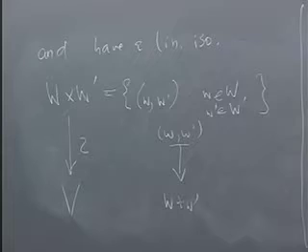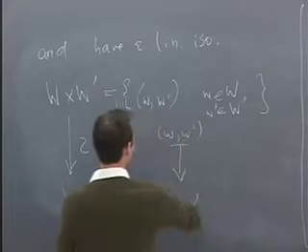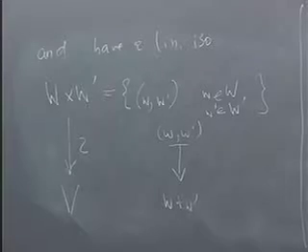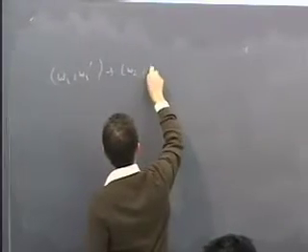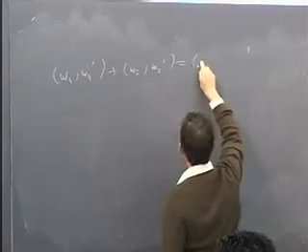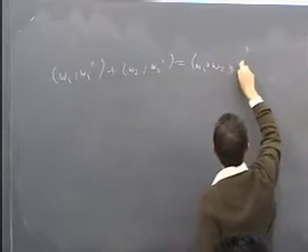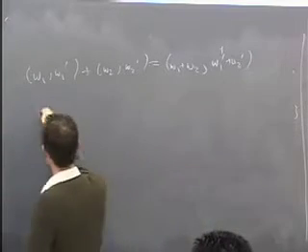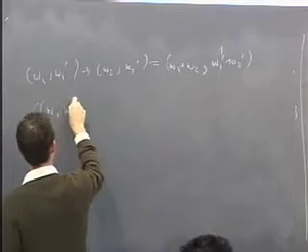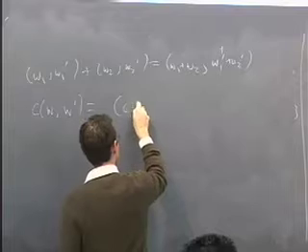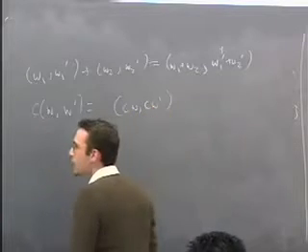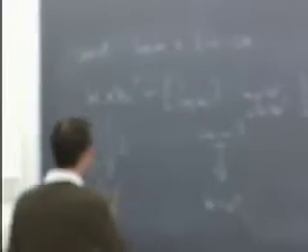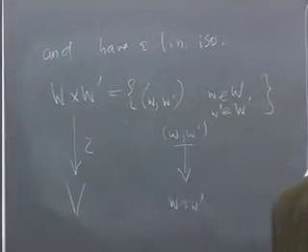So how do you add things in here? Well, you add them component-wise. If I have (w1, w1 prime) and (w2, w2 prime), you just add these things: (w1 plus w2, w1 prime plus w2 prime). And if I multiply by a scalar c times (w, w prime), that's just (cw, cw prime). So it's pretty apparent that this map must at the very least be a linear transformation.